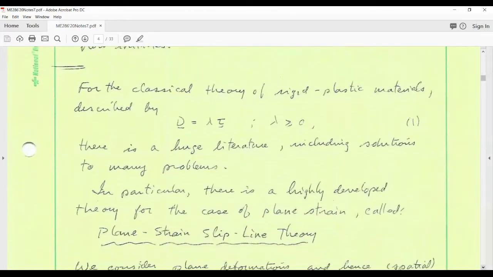By the way, there's more than one way to add viscosity to the constitutive equation for pure plasticity. The so-called Bingham plastic model is just one of those, and that's the classical model. That's the most frequently used viscous extension of plasticity. Okay.